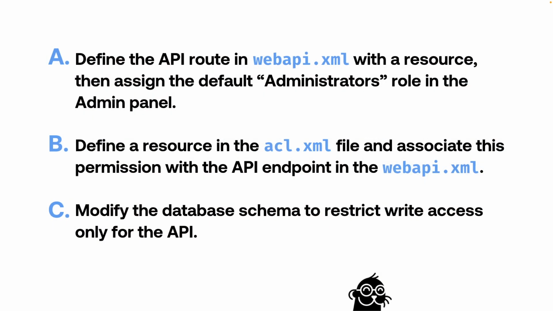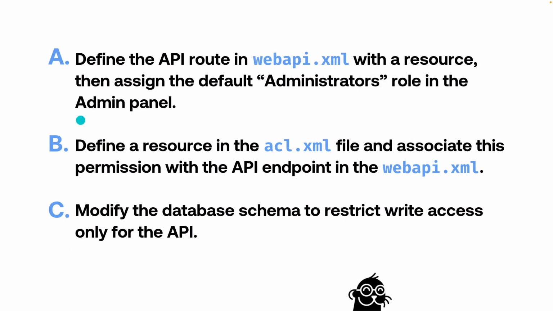Let's take a look. A, define the API route in webapi.xml with a resource, then assign the default administrator's role in the admin panel. B, define a resource in the acl.xml file and associate this permission with the API endpoint in the webapi.xml file. Or C, modify the database schema to restrict write access only for the API. All right, so we have some reasonable options here.